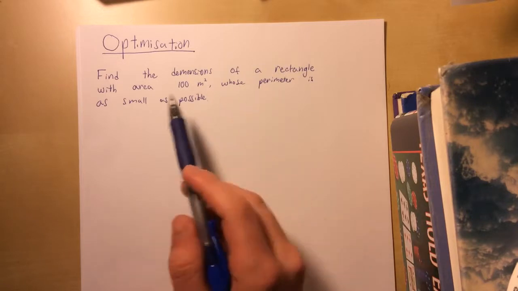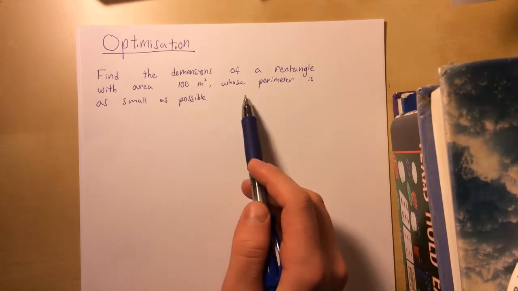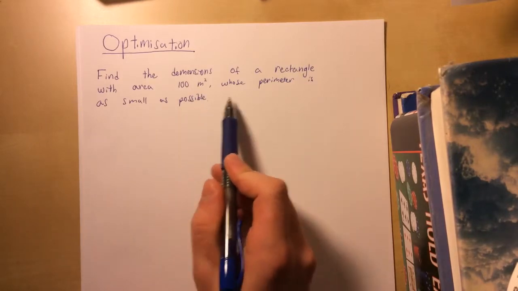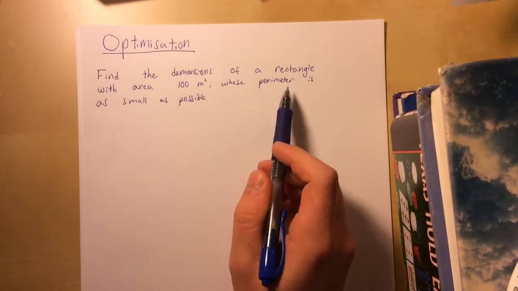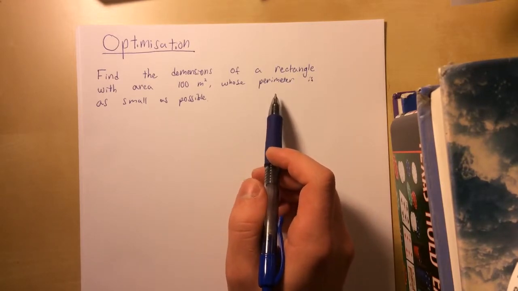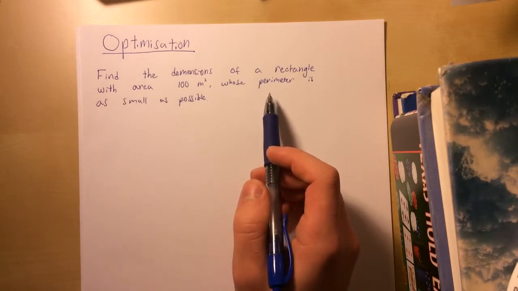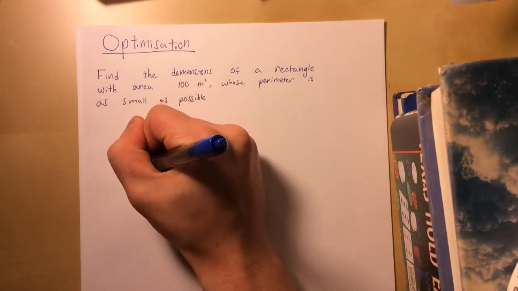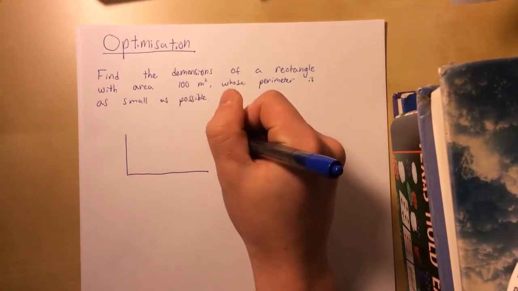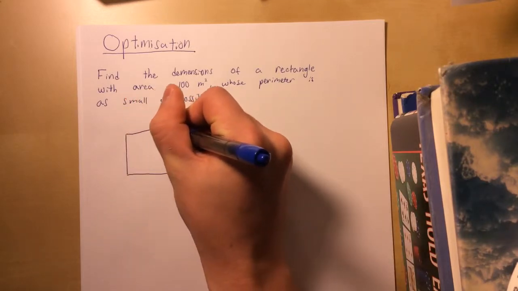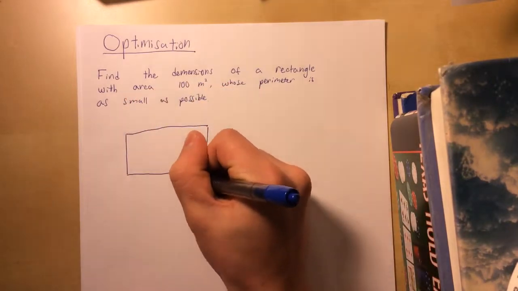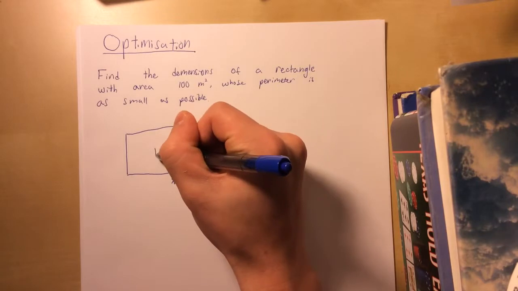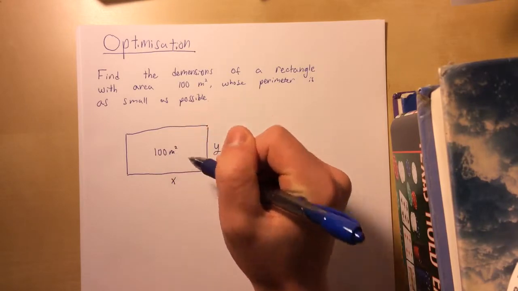Find the dimensions of a rectangle with area 100 meters squared whose perimeter is as small as possible. So in our case, we're trying to minimize the perimeter. So that's why this is an optimization problem. So first things first with an optimization problem is you usually want to draw a picture. So we are given a rectangle, and we're going to say it has length x and height y, and the area is 100 square meters.